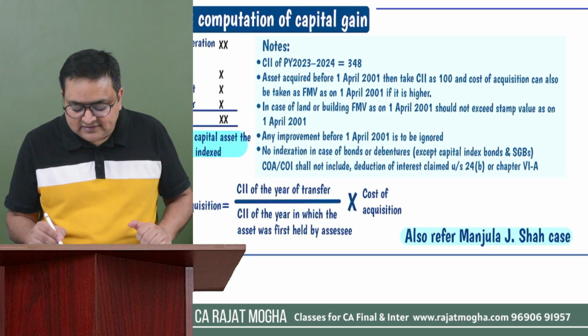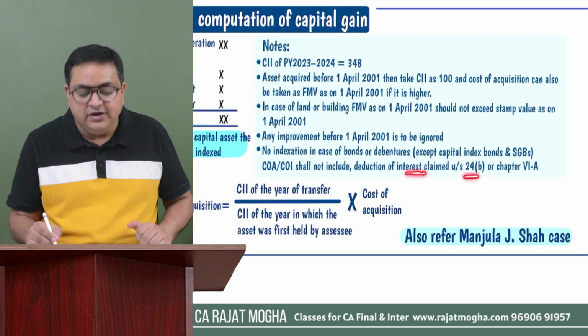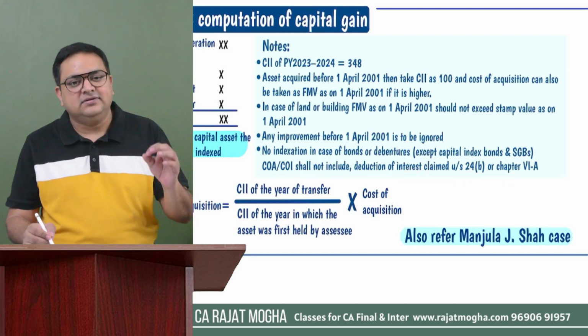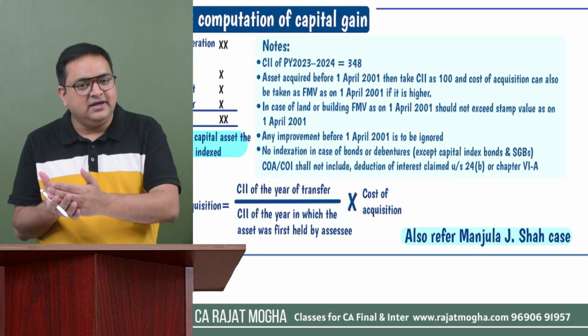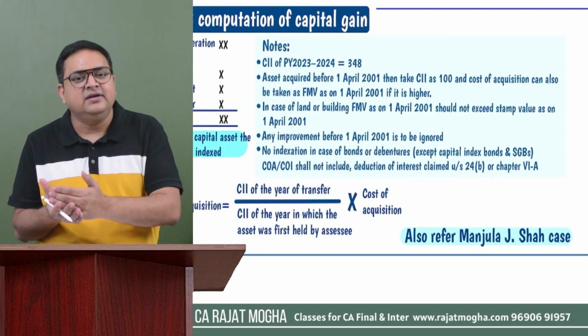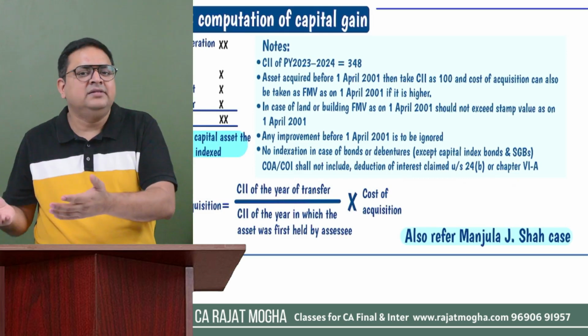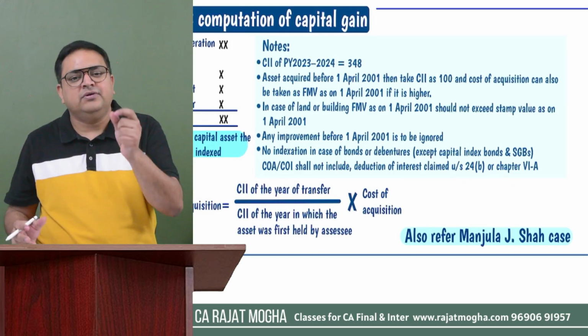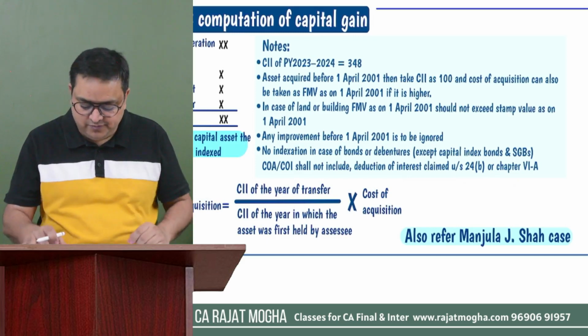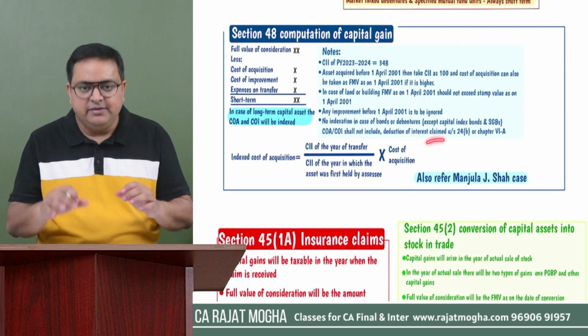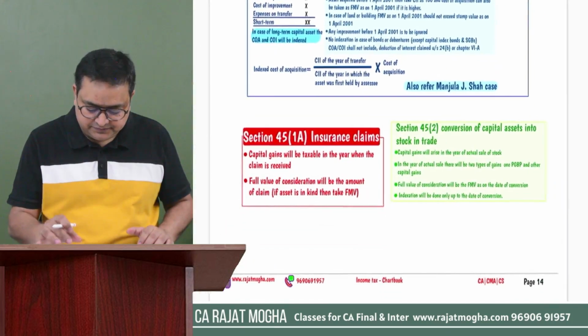So if the assessee has claimed any interest deduction under section 24B or under any of the sections of Chapter 6A, then if the assessee has already claimed an exemption or a deduction, we understand that we have already given the assessee an advantage. So that interest portion can never be added in cost of acquisition or cost of improvement. This was a small amendment done by Finance Act 2023.